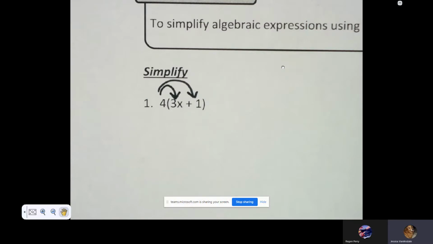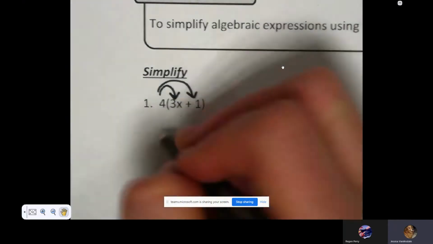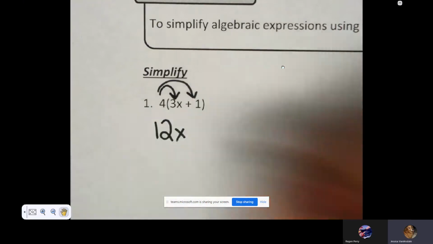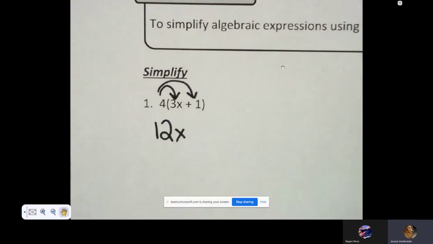When you multiply 4 times 3x, you're going to multiply the numbers, not worry about the x at first. We're just going to multiply 4 times 3. So you get 12, right? So you get 12x. But 3 is, why don't we do the parentheses first?